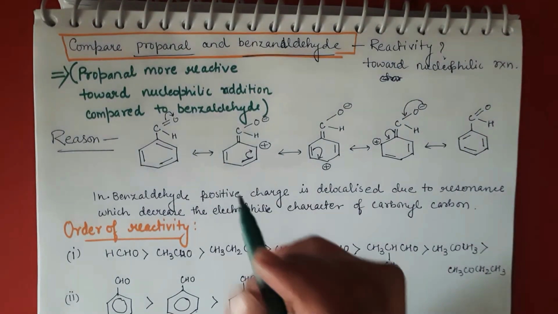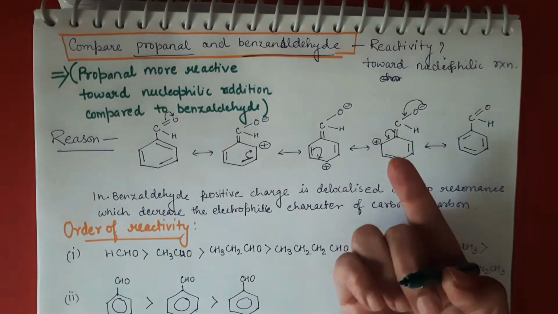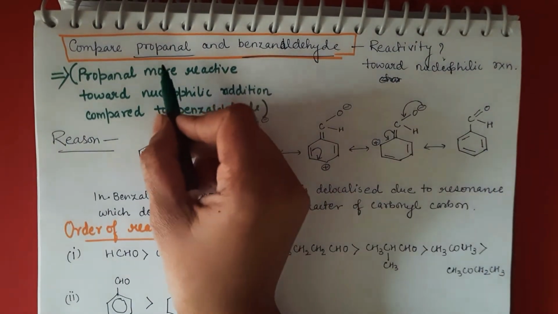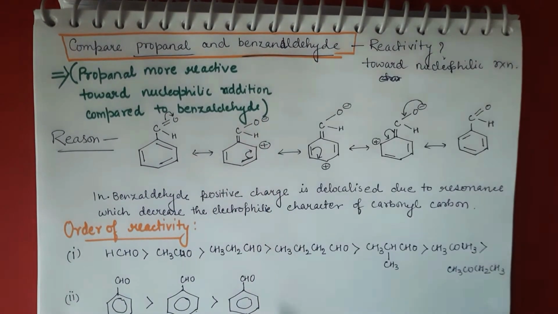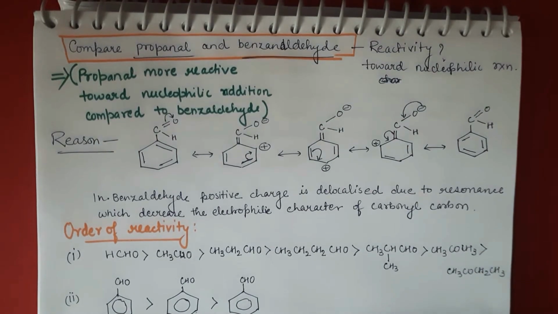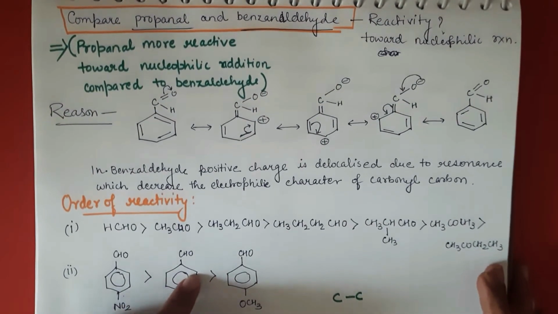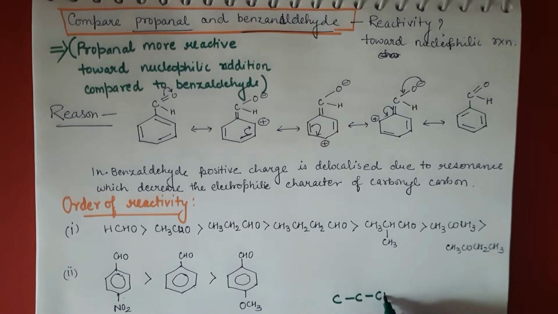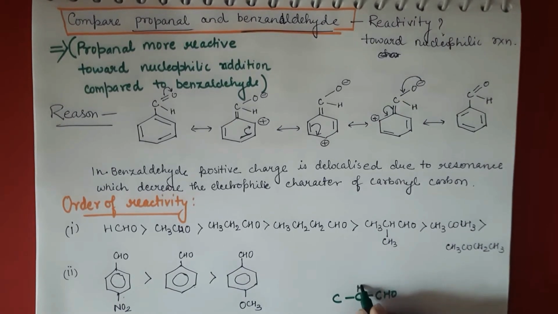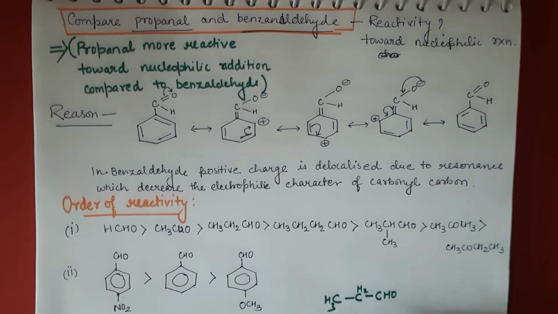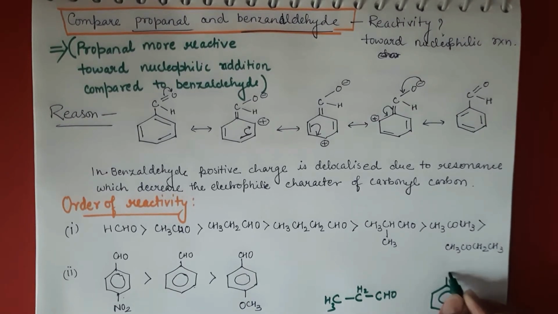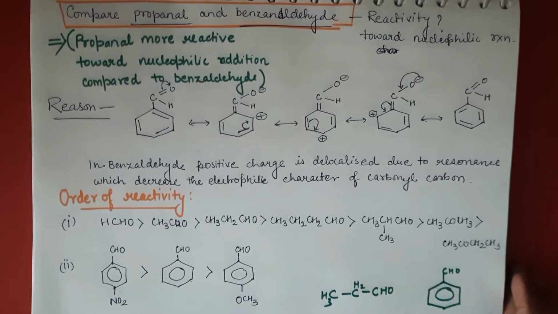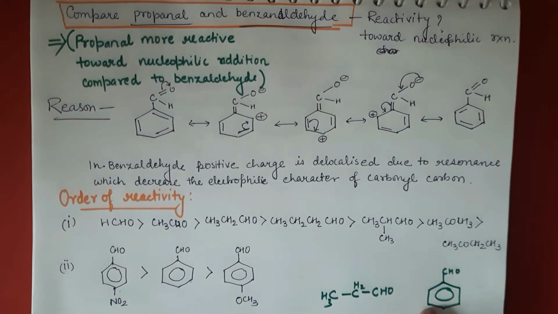As we have seen the reactivity of aldehyde and ketone toward nucleophilic addition reaction, now we are going to compare the reactivity of propanal and benzaldehyde. Propanal, it means what? CH3CH2CHO. This is propanal. And what is benzaldehyde? Benzaldehyde is a CHO group on benzene. Okay, so now we have to compare the reactivity of these two.